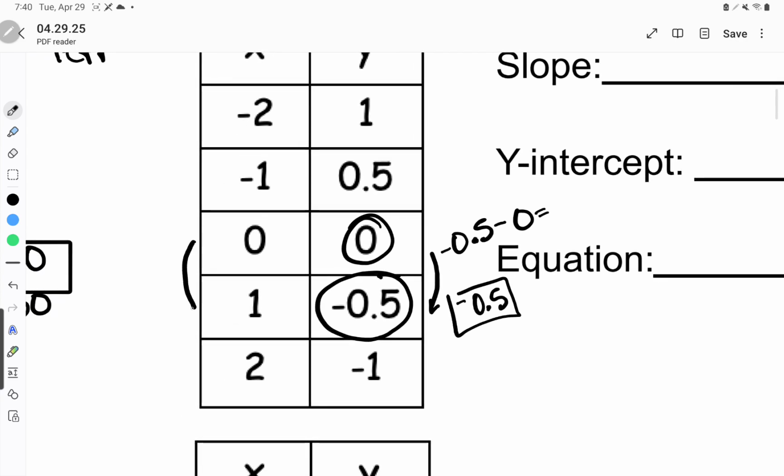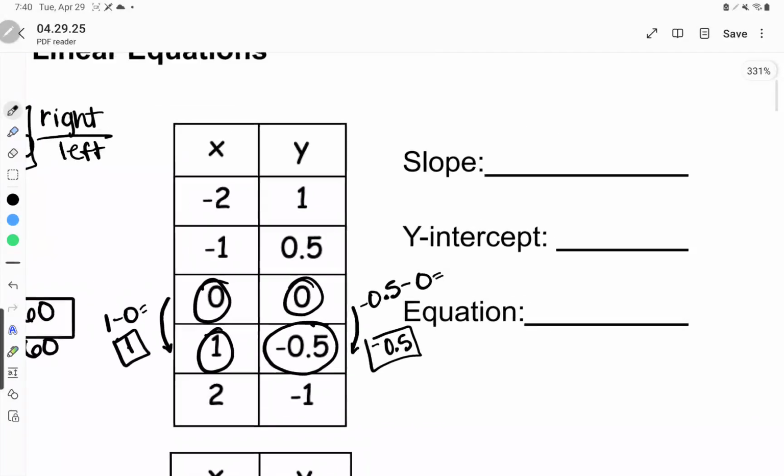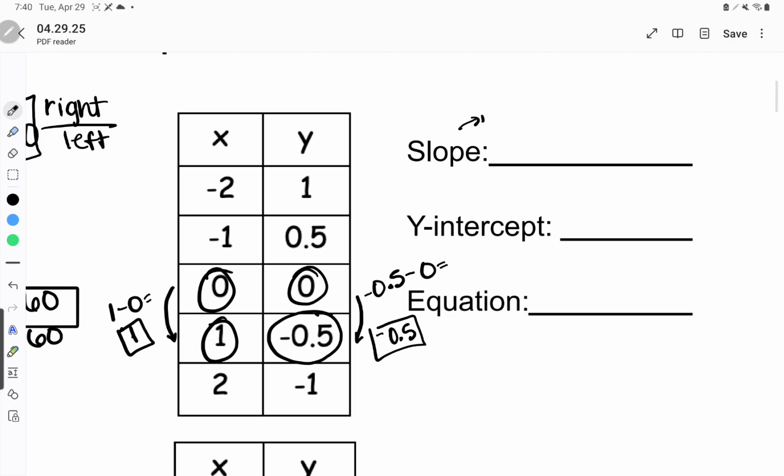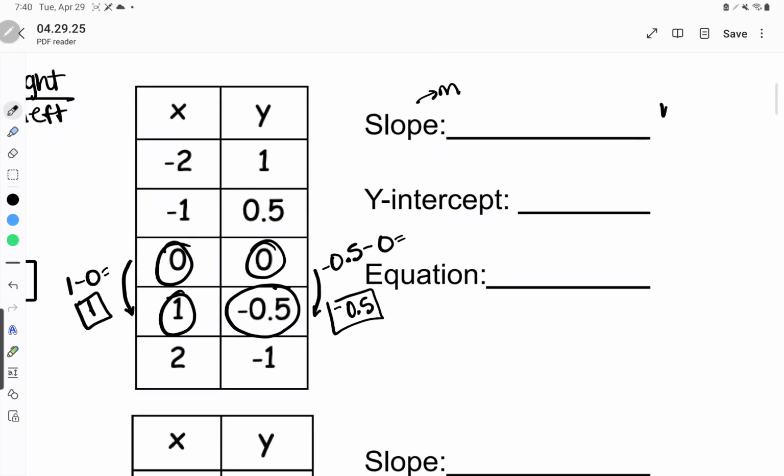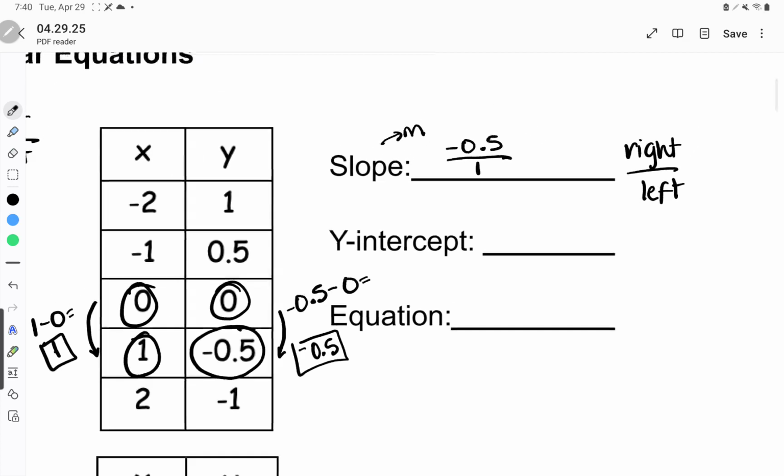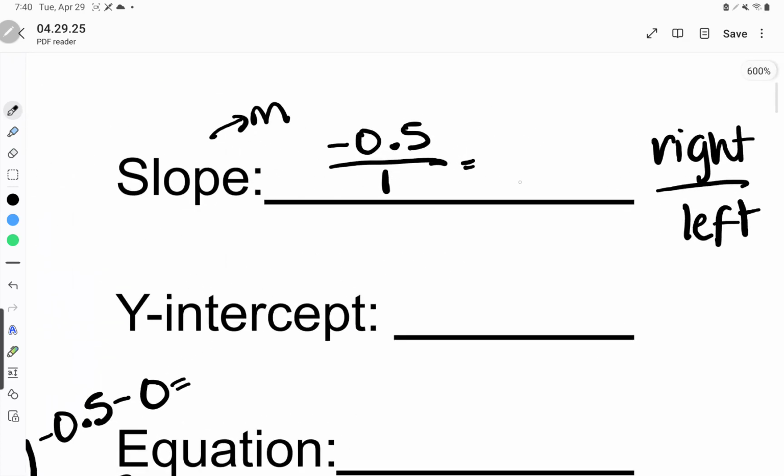And then on the left side, what will we do? We would take 1 and subtract off 0, so 1 minus 0 gives us 1. Remember, slope is the same thing as m, and m is what side over what side? It is right over left. So I would take my right side, which is negative 0.5, and I would divide it by my left side, which is 1. Well, anything divided by 1 gives us that exact same number, so this would be negative 0.5.